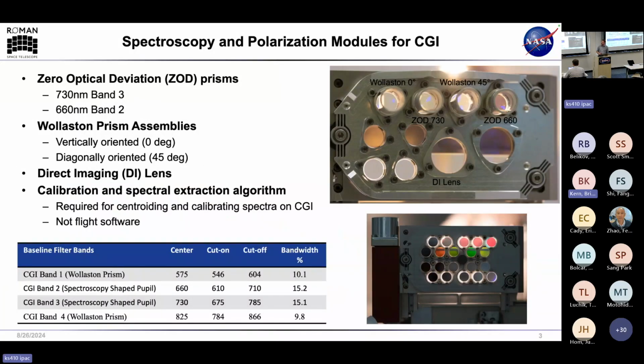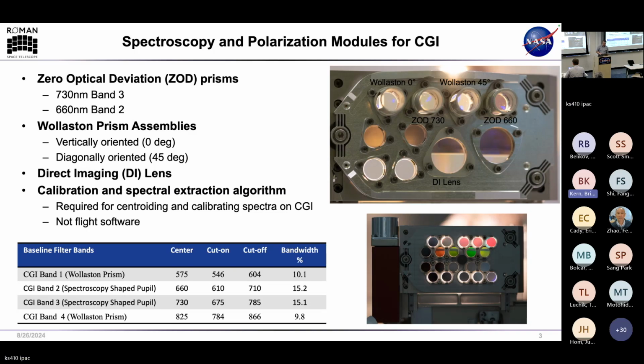All right, so this is the actual image of the DPAM here with those 5 modes individually labeled. The ZOD, or zero optical deviation prisms, are the 2 spectroscopy modes, which are 2 different designs optimized for bands 2 and 3 in CGI. And then the Wollaston prism assemblies are actually the exact same optical design, but with the prisms rotated 45 degrees to each other. So you get 4 different polarization states when you do an observation with both those elements. And then, of course, the direct imaging lens, which is the workhorse for all the wavefront control you see today.